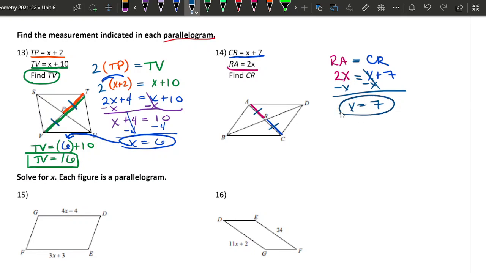But I'm not finished because it doesn't say what is x. It says find CR. So make sure you solve for the correct thing. CR equals x plus 7. And I know that x is 7, so I plug it in. 7 plus 7. So CR equals 14.